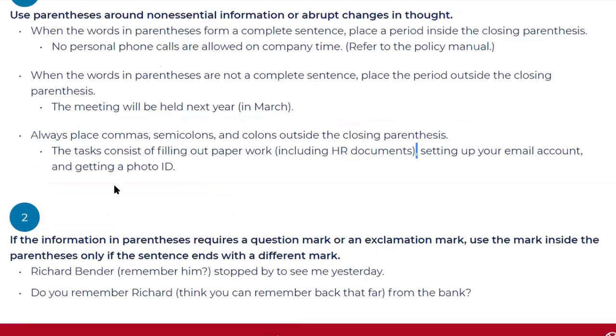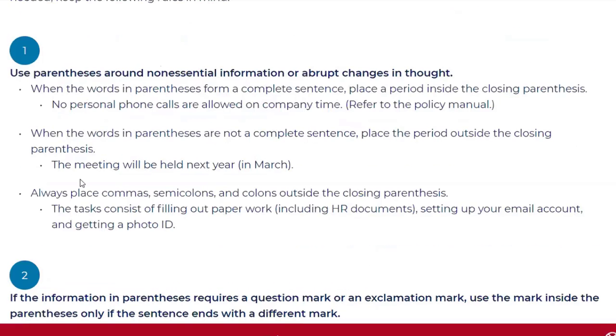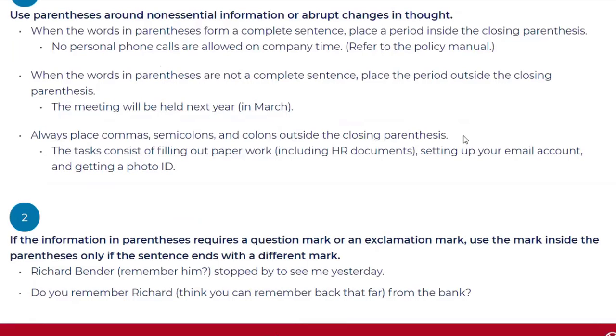Okay, this one. Let me read this to you. Always place commas, semicolons, and colons outside the closing parentheses. Here you see a comma, and it is not in the parentheses. Once you have commas, semicolons, or colons, you have to put them outside the closing parentheses, meaning not within the information inside the parentheses.